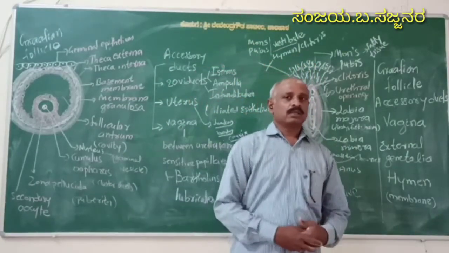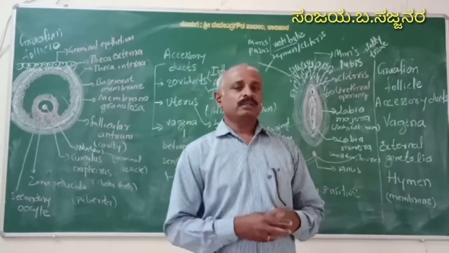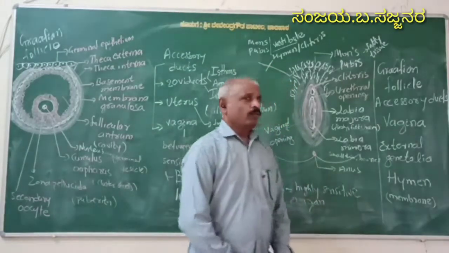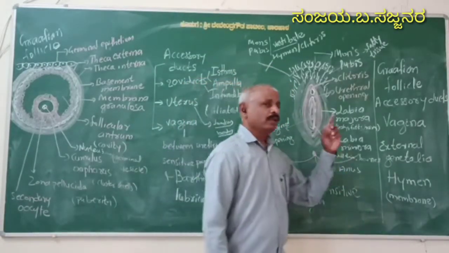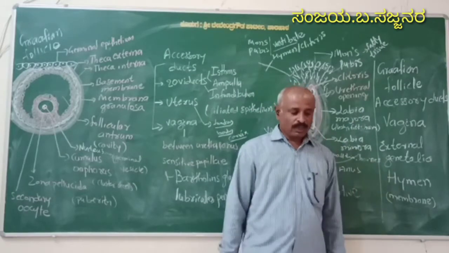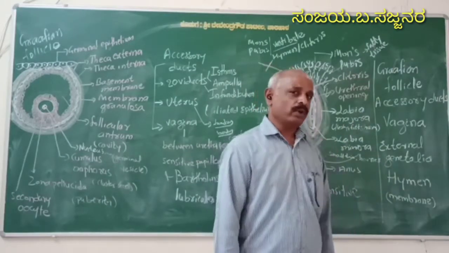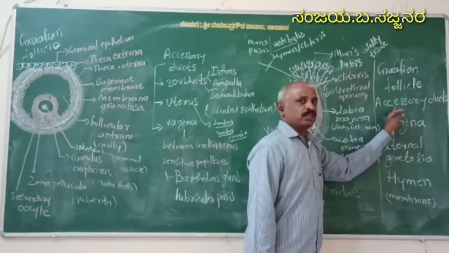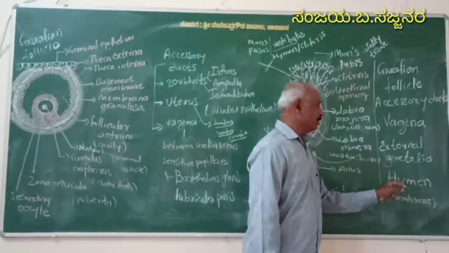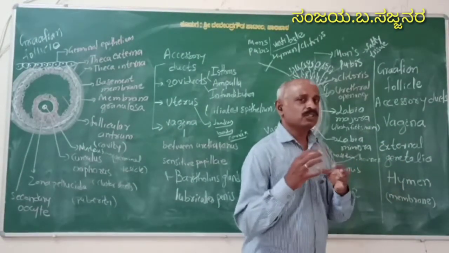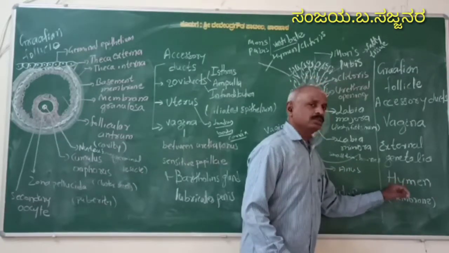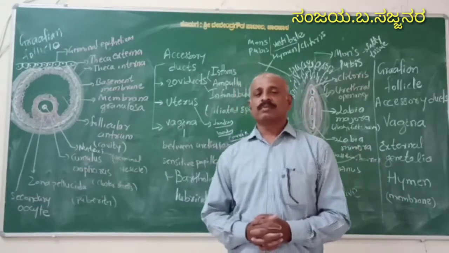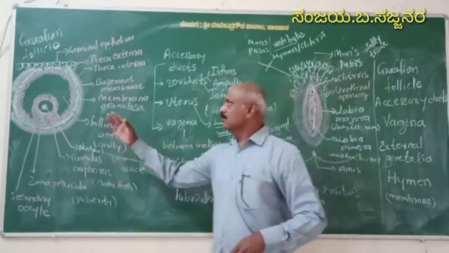Students, in the last class we saw the structure of the female reproductive system. We continue here with the last class only. I told you I will come back with the structure of the Graafian follicle. We are going to see the Graafian follicle, accessory ducts, vagina, and the external genitalia concerned with the female, and the hive. Today we are trying to cover all these points. I will start with the Graafian follicle.